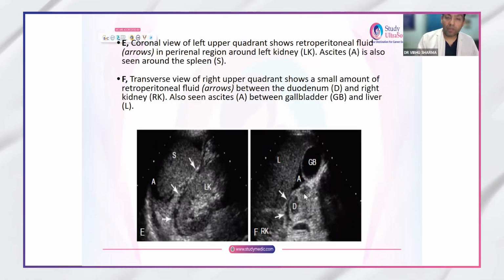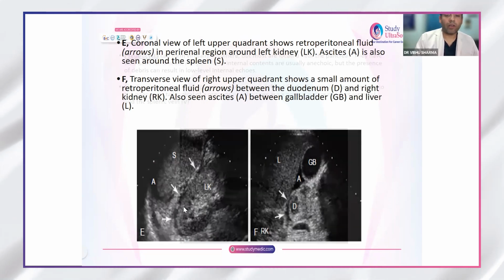Again, you can see that the right upper quadrant shows a small amount of fluid in the retroperitoneal space, and it is along the head of pancreas. This is the left kidney and spleen. You can again see fluid tracking along the margins. Case of pancreatitis.